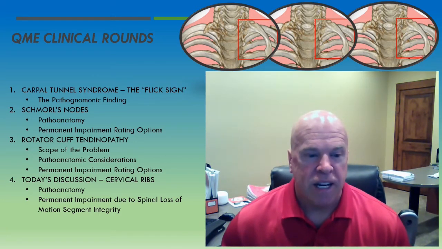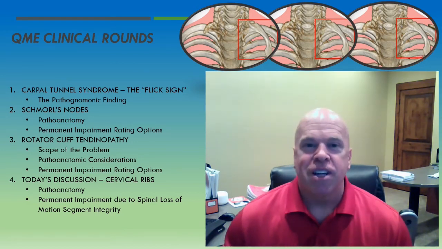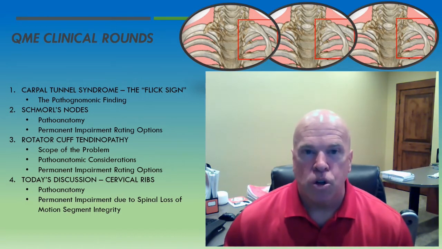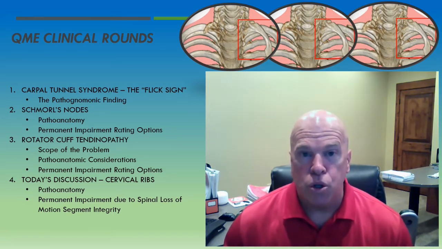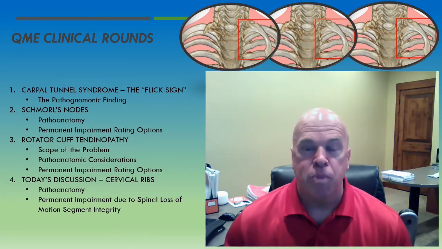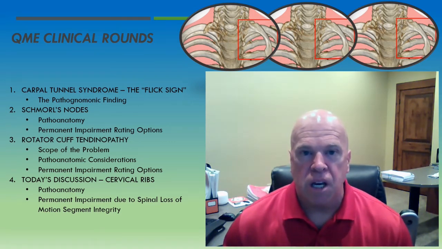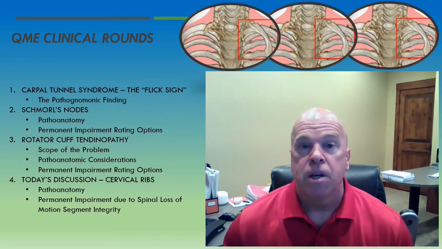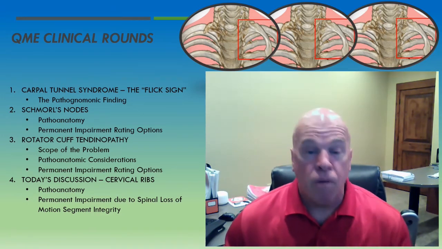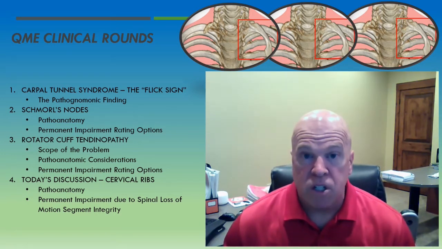So that was a fascinating discussion, and that brings us to today's discussion, and I have another fascinating discussion for you today related to cervical ribs. Now, I know you've heard of cervical ribs, you've seen cervical ribs, you've had patients who have had cervical ribs, and you're well familiar with the radiographic finding of a little bone nubbin of varying length coming off of the transverse process of C7.